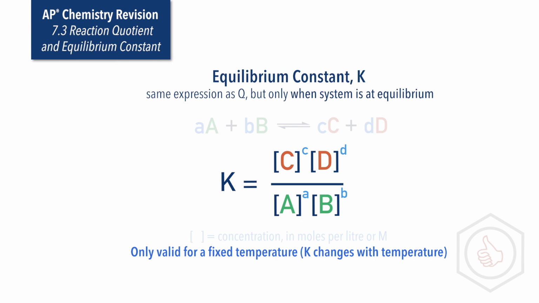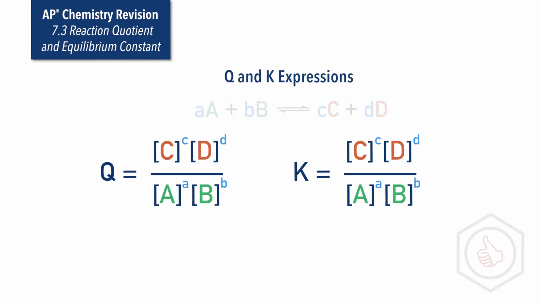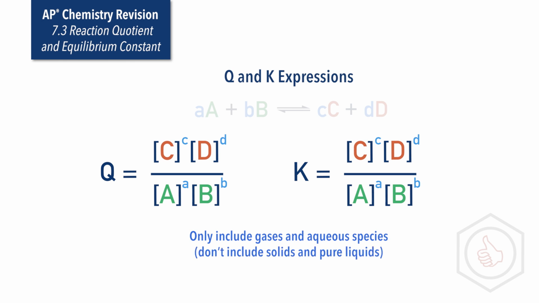When writing expressions for Q and K, we only include gases and aqueous species. We don't include solids and pure liquids, because their concentrations can be considered constant, or more technically, their activities.